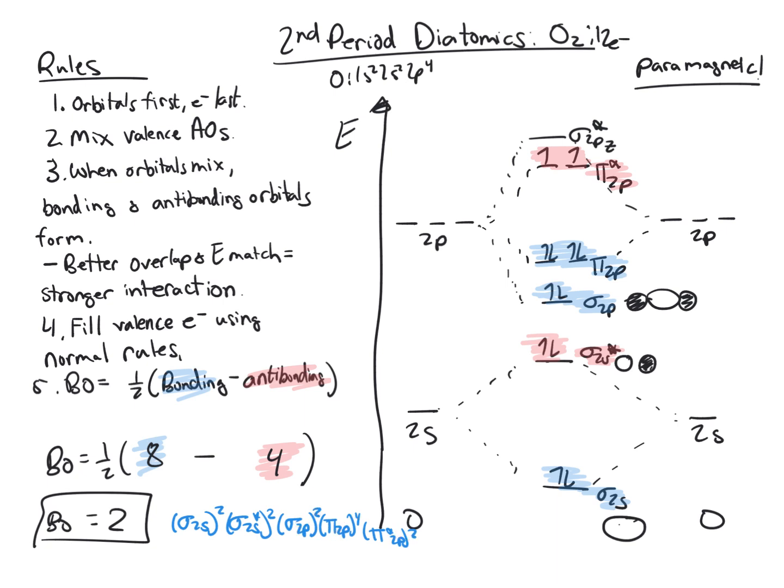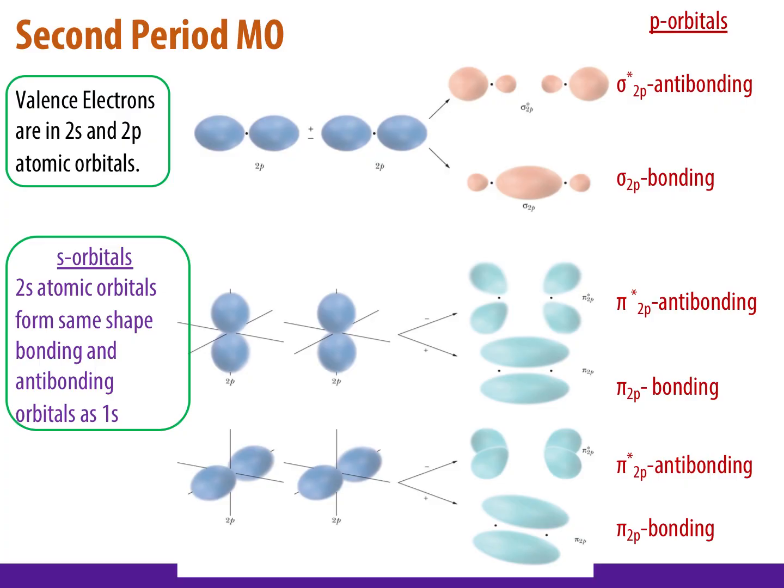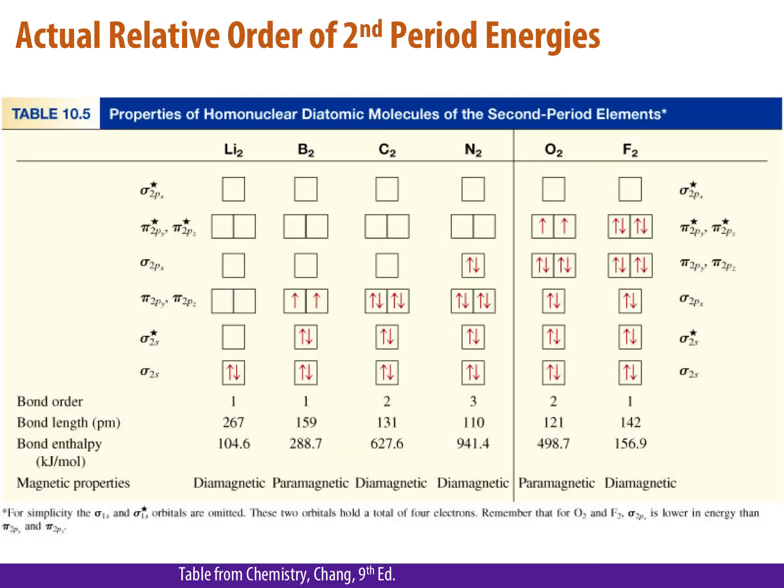Here's that same information, just showing the pictures maybe a little bit clearer of all the different pi combinations we get: bonding and anti-bonding for pi, and bonding and anti-bonding for sigma. So here's all of the different orders of the second period energies and elements. So O2 and F2 look just like we showed, where the sigma 2p comes below the pi 2p.